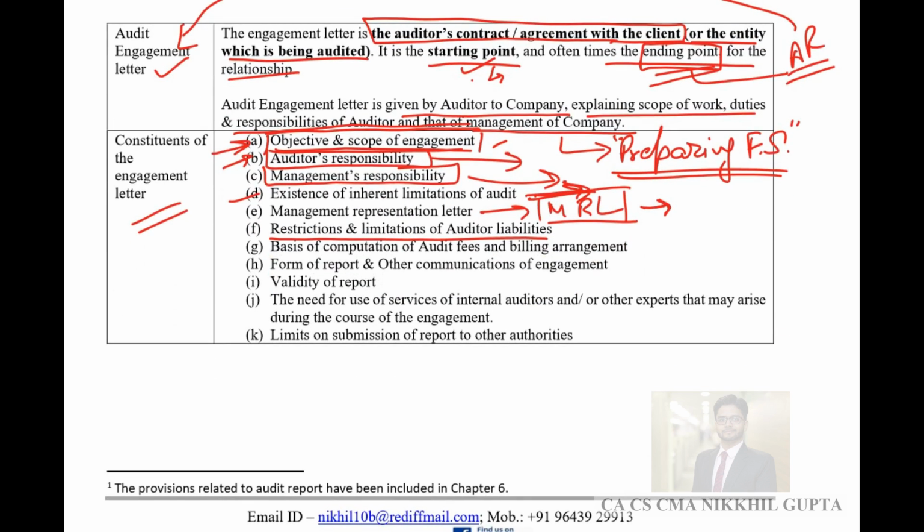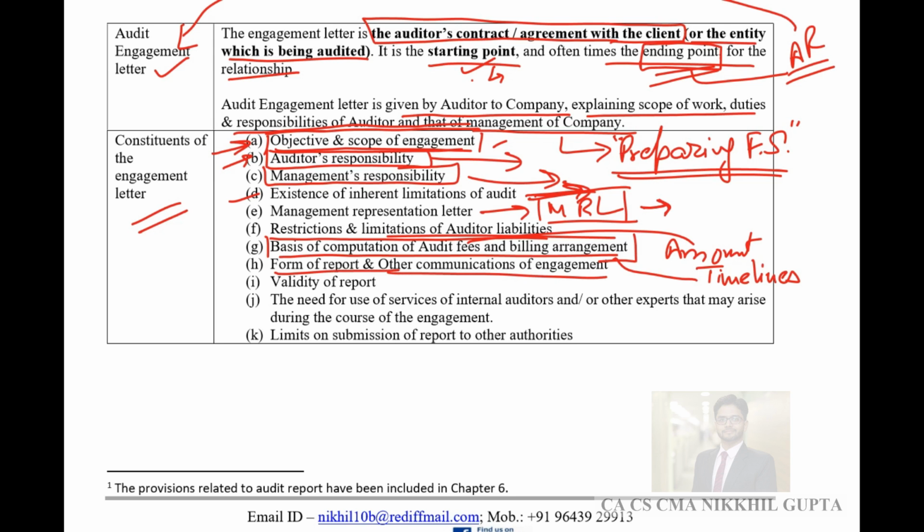The next point is basis of computation of audit fees and billing arrangement. This is the most important point. Number 1, what should be the fees? Audit fees, what should be the amount of the audit fees? And billing arrangement means what is the timeline for payment of fees? So when should fees be payable to the auditor? Whether the entire fees will be paid at the end of the audit, or the fees will be paid in parts, like half of the fees can be paid at the engagement letter signing date, and the balance half can be paid at the time of the auditor's report when it is issued. So it depends on the mutual agreement between the auditor and the auditee when the fees is to be payable to the auditor.